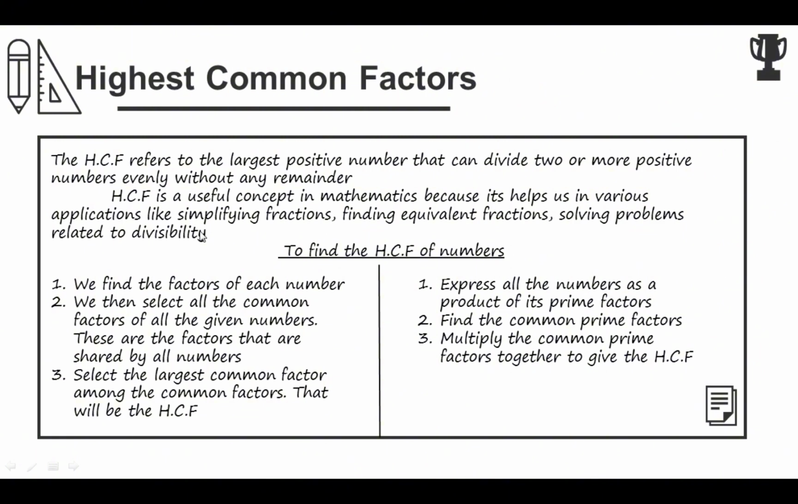Let's assume you have to find the highest common factor of 6 and 12. When we list the factors of 6, we have 1, 2, 3 and 6. And the factors of 12, we have 1, 2, 3, 4, 6 and 12. Now the highest number that can divide both of them is 6. So 6 is our HCF. But how do we find these highest common factors? We have 2 ways. The first method, we find the factors of each number, like I just said previously. We then select all common factors of the given numbers.